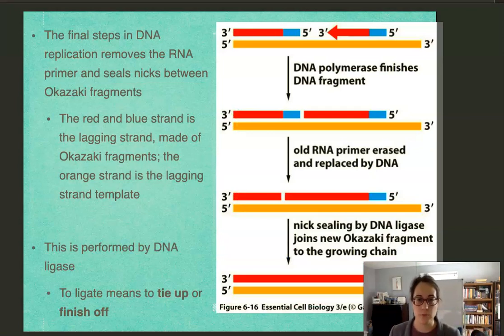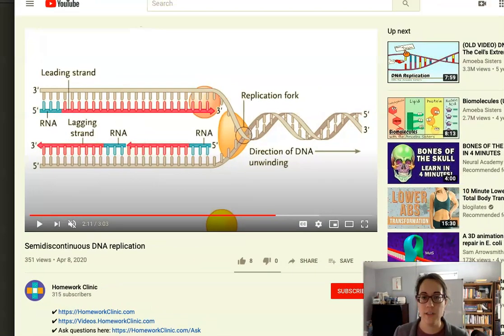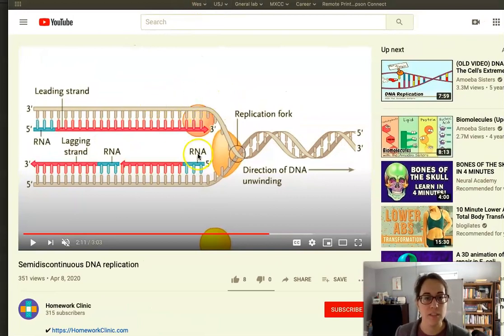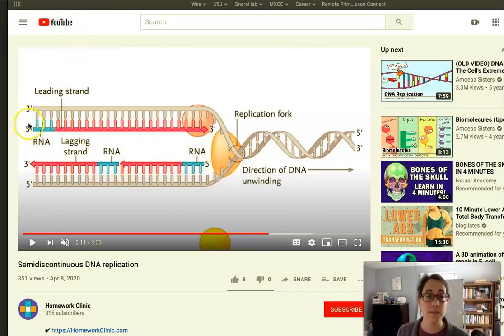So eventually, these RNA primers are going to have to be removed because you can't keep these RNA primers in your DNA. And so again, I'm just going to quickly show the video that we saw a moment ago. So on the leading strand, we have a single primer. And then on the lagging strand, we have many RNA primers in between each of these Okazaki fragments. So specifically the RNA pieces of these strands need to be removed because you can't have RNA integrated into your DNA permanently.